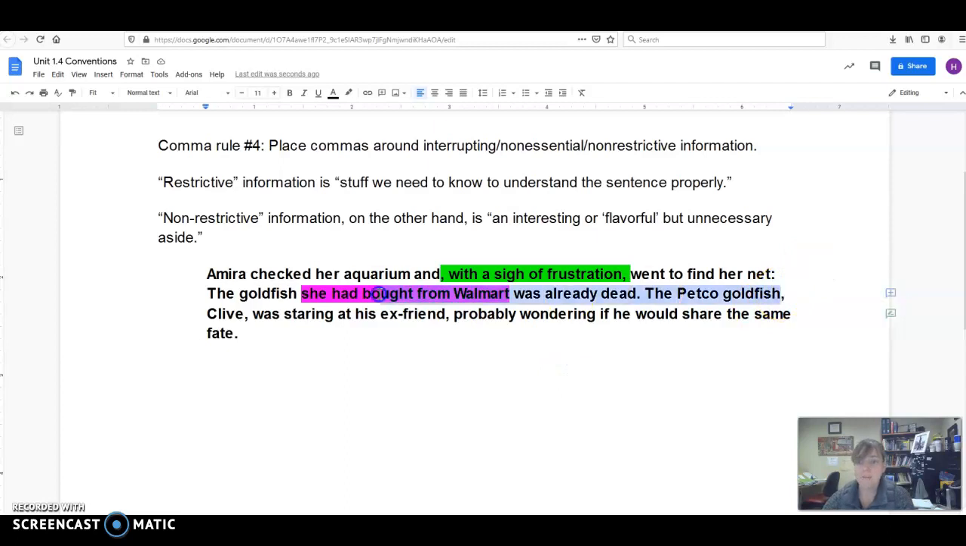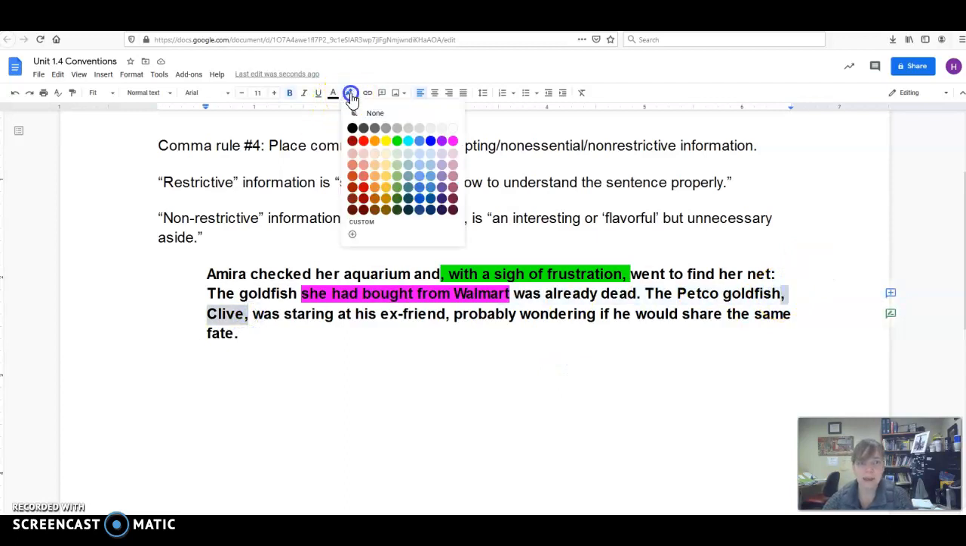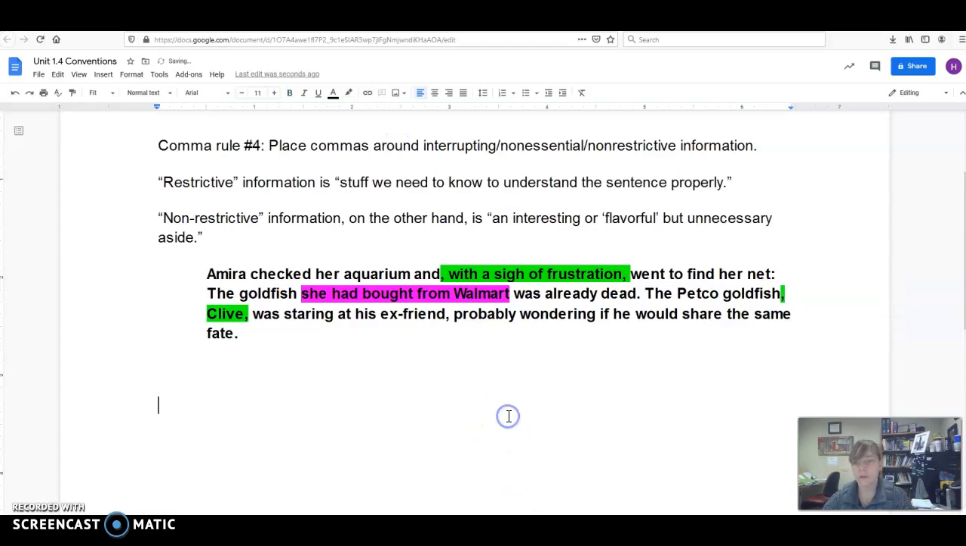Okay, now the Petco goldfish's name here is non-restrictive information. We could remove this information and the sentence will still make sense. We still have a distinction between the two goldfish. Okay, so we're going to place commas around it. This also, he's staring at his friend. This is non-restrictive information. We could remove the ponderings of this particular goldfish and the sentence still makes sense, okay?